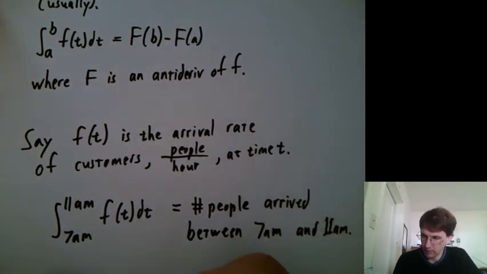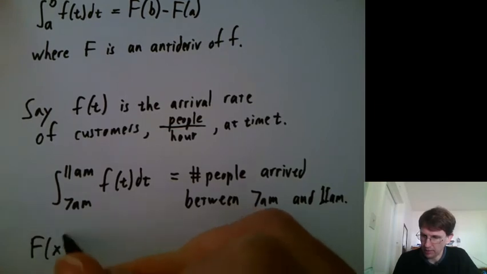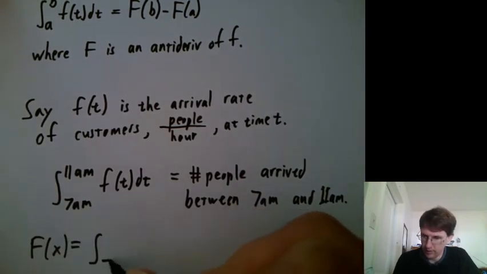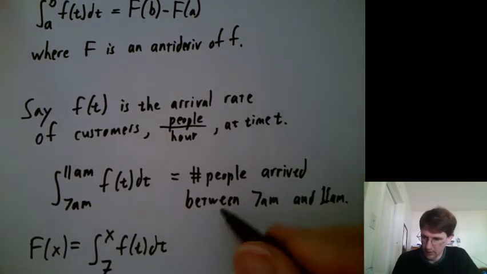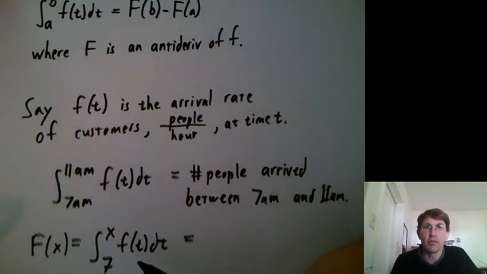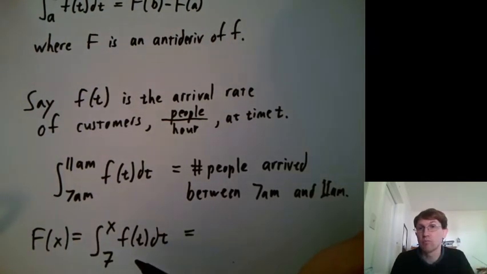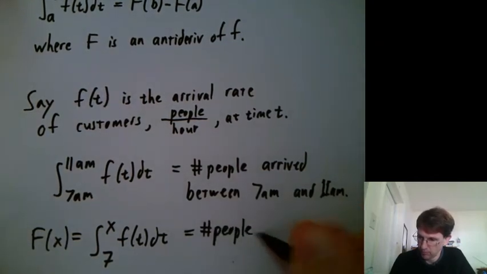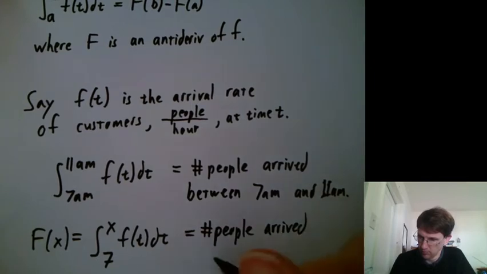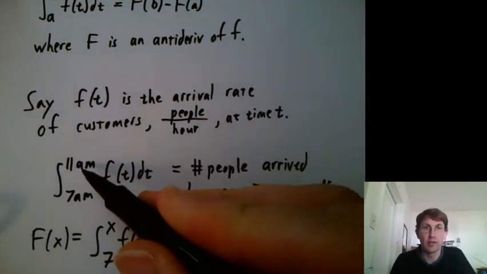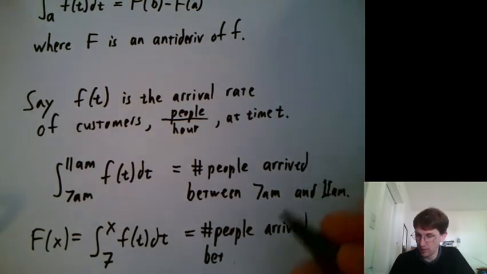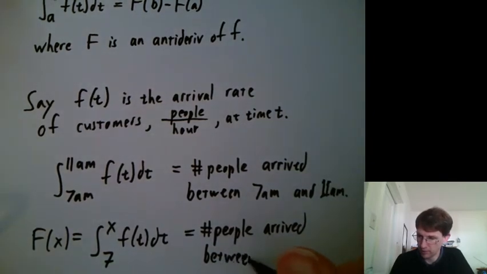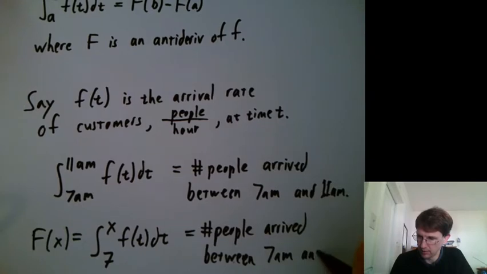Another way we could write it would be capital F of x is the integral from 7 to x of f of t dt, which would be the number of arrivals between 7 a.m. and x. Just the same way we had 11 here, now x is in the upper end, so we'd say between 7 a.m. and x a.m.